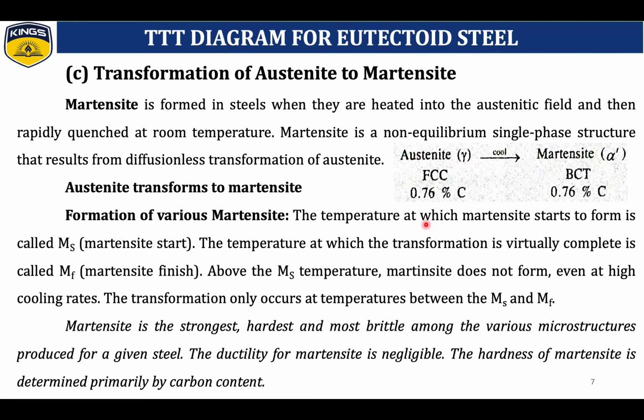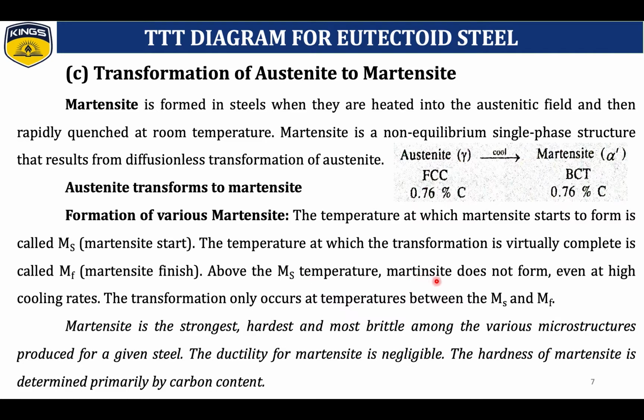Next, the transformation of austenite to martensite. In steels, they are heated into the austenitic field and then rapidly quenched to room temperature. This martensite is a non-equilibrium single-phase structure that results from the diffusionless transformation of austenite. So, this is austenite to martensite by rapid quenching. The temperature at which martensite starts to form is the starting temperature of martensite, that is MS. The temperature at which the transformation is virtually complete is MF, or martensite finish.